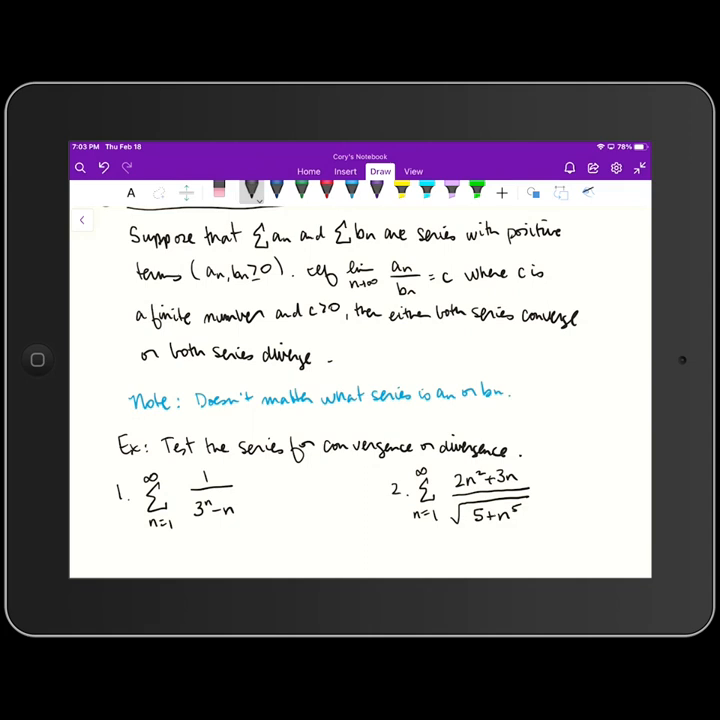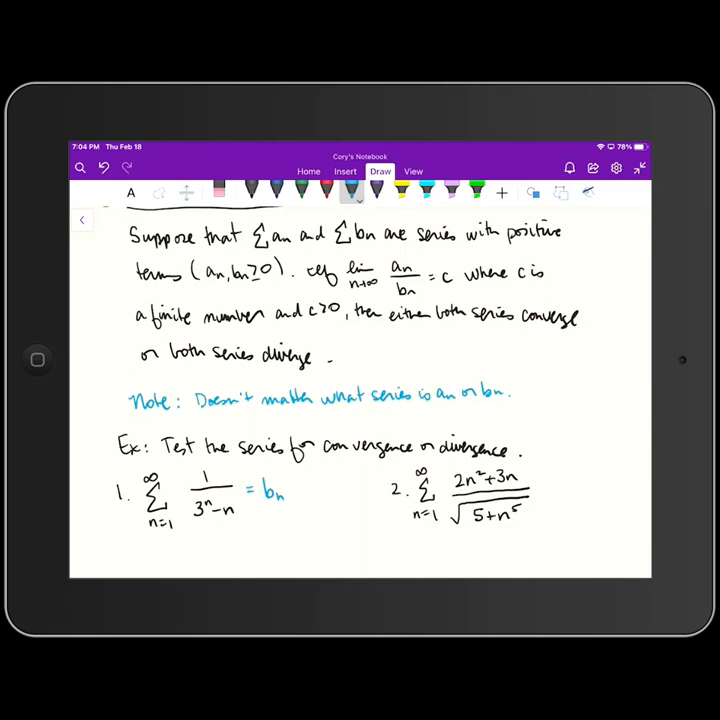Okay, so when we look at our examples, the directions ask us to test the series for convergence or divergence. For number 1, we are given the sum from n is equal to 1 to infinity of 1 divided by 3 raised to the n power minus n. Okay, so for this one, I'm going to go ahead and let the given series be my formula b sub n.